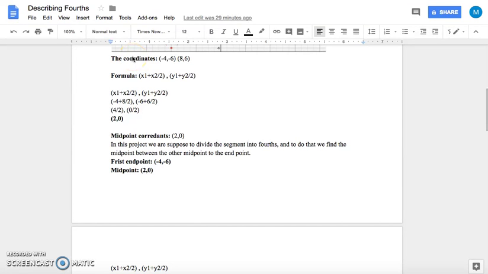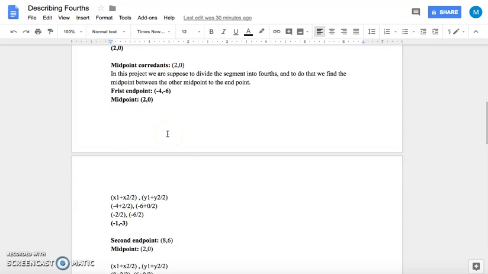I can use the midpoint formula to divide the line segment into fourths by first taking the two endpoints and putting them into this formula right here. And by doing this, you would add -4 plus 8, then divide that by 2, -6 plus 6, divide that by 2, 4 divided by 2, 0 divided by 2, and your answer becomes (2, 0) as your midpoint.